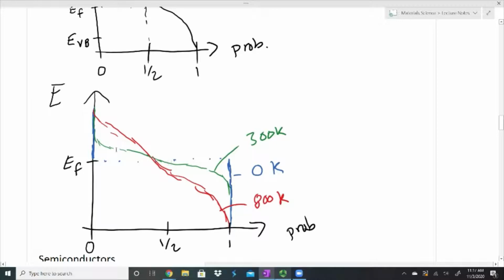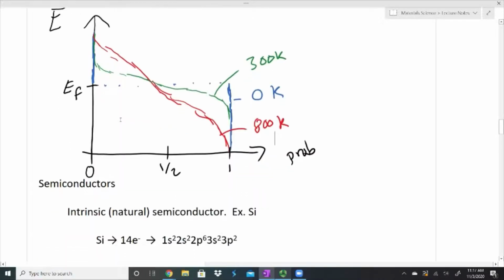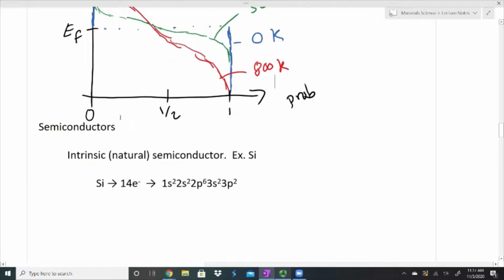At 300 Kelvin, there is some probability that I'll find something above, and there's some probability I'll find it below. So the same idea applies, but we find out that it can be temperature dependent, and that's the part that's going to be interesting, or that we're going to have to talk about as we move forward.